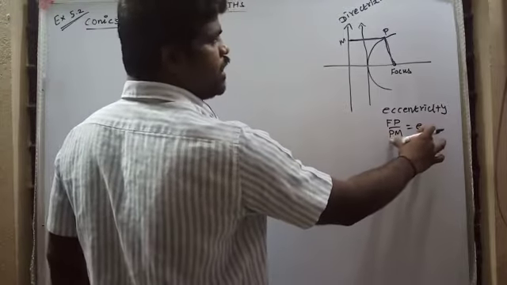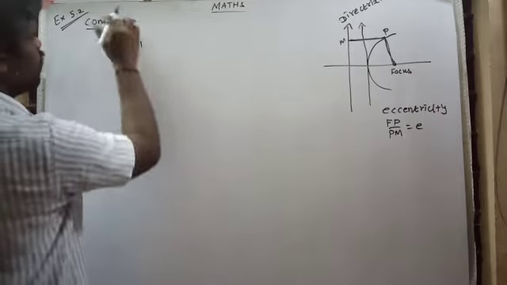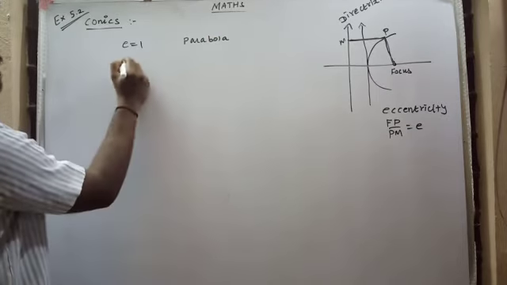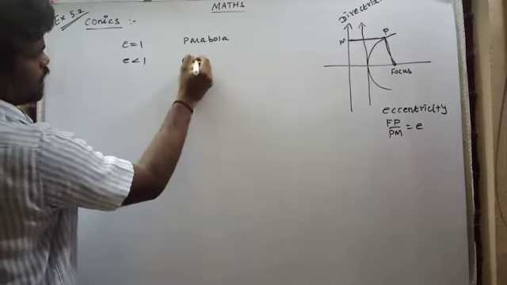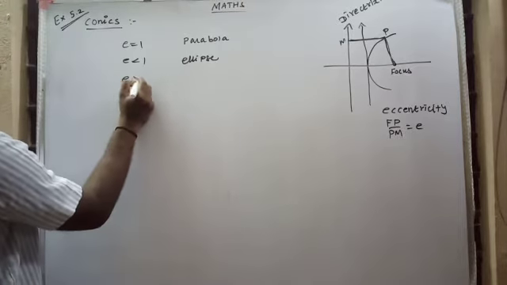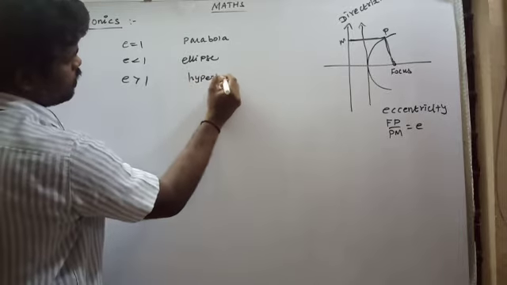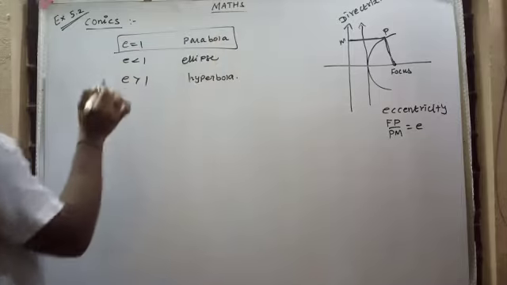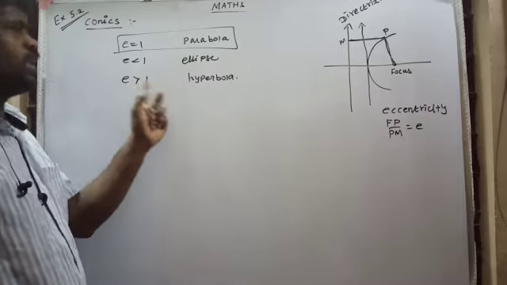Here we have to differentiate by the value of the eccentricity. If e equal to 1, the conic is a parabola. If e is less than 1, the conic is an ellipse, and if e is greater than 1, the conic is a hyperbola. First of all, we see e equal to 1, the parabola. The others, e less than 1 and e greater than 1, are discussed later.